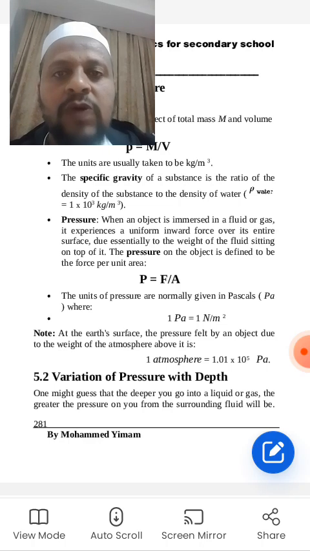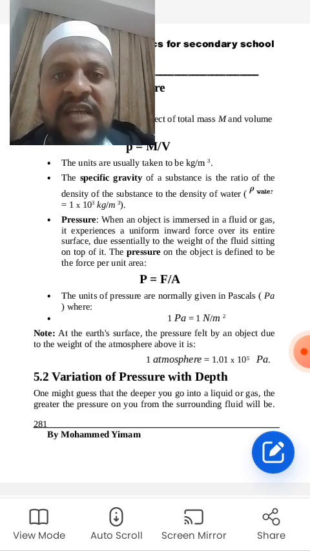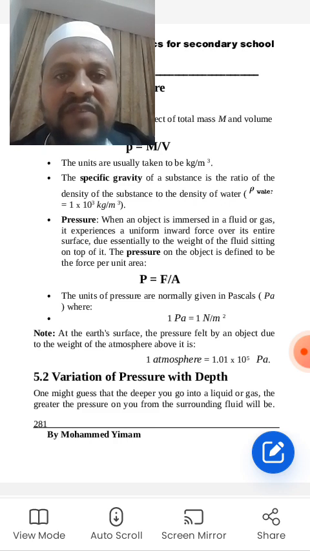Pressure: when an object is immersed in a fluid or gas, it experiences a uniform inward force over its entire surface due essentially to the weight of the fluid sitting on the top of it. The pressure on the object is defined to be the force per unit area. The unit of pressure is normally given in pascals. 1 pascal is equal to 1 Newton per meter square.